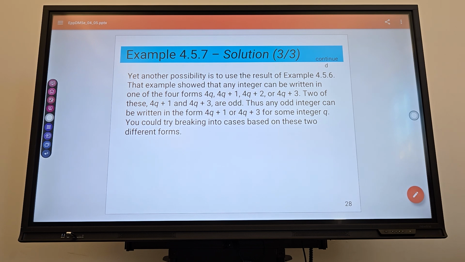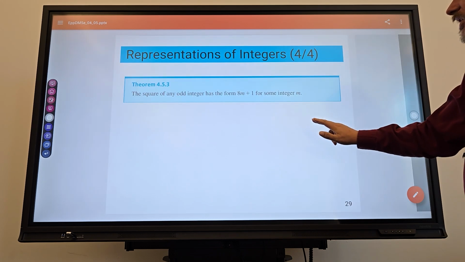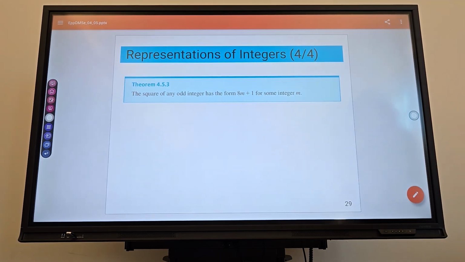You could try breaking it into classes based on these two different forms. I'll leave it to you to do that proof. Maybe it'll come up on the test. But it is true that the square of any odd integer has the form 8m plus 1 for some integer m.